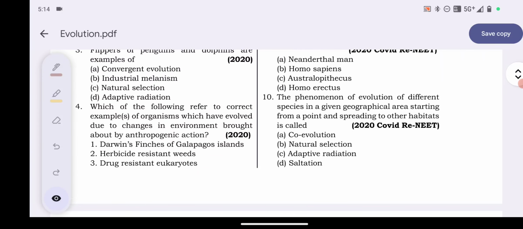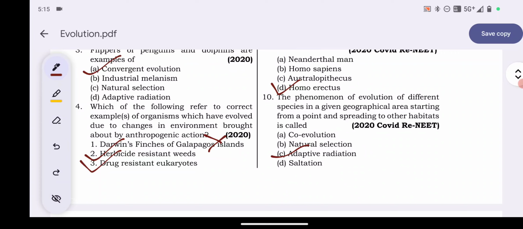Next is question number 10. The phenomenon of evolution of different species in a given geographical area starting from a point and spreading to other habitat is called option A co-evolution, option B natural selection, option C adaptive radiation and option D saltation. So here the answer is option number C, adaptive radiation.